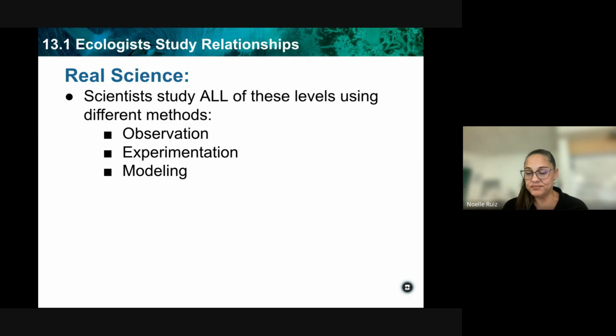Experimentation. Easier done in a lab, but it can be done out in the field. Or modeling. A lot of the times we use models. There's a lot of things we can't predict. Earthquakes use a lot of models. Can't cause an earthquake just to study it.